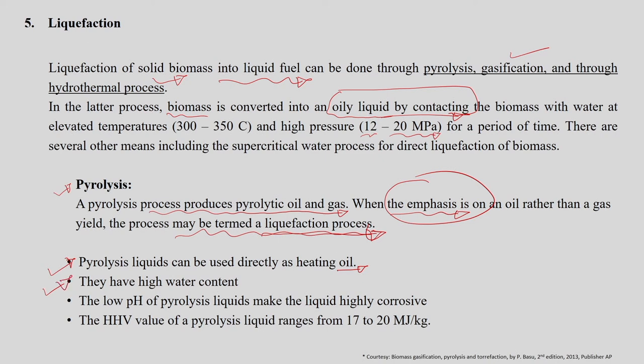So this is one of the disadvantages of this particular liquid oil which is produced from the pyrolysis process, that it has a high water content. But the low pH of the pyrolysis liquid makes these liquids highly corrosive. Apart from that, the HHV value of the pyrolysis liquid ranges from 17 to 20 megajoule per kg of the material. So this all talks about the pyrolysis process and the liquid product which is obtained from the pyrolysis process.